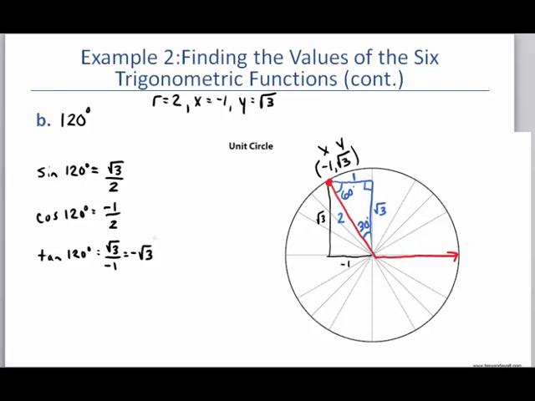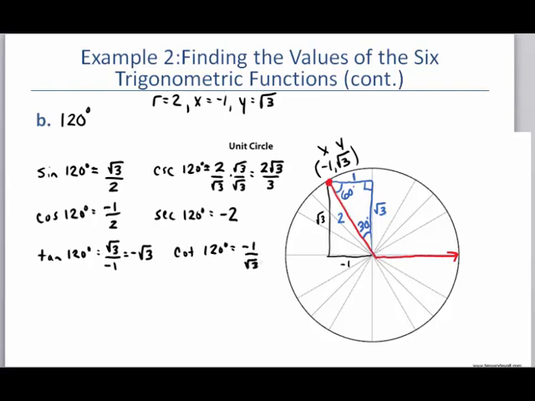The other three trig functions are our reciprocals. So cosecant of 120 is going to be 2 over the square root of 3, which we will need to rationalize. Multiplying top and bottom by square root of 3, we come up with 2 square root of 3 over 3. For secant, we'll do the reciprocal of the -1/2, which will be -2. And for cotangent, we'll do the reciprocal of square root of 3 over -1. And again, we'll need to rationalize. And we end up with negative square root of 3 over 3. And that concludes our second example.